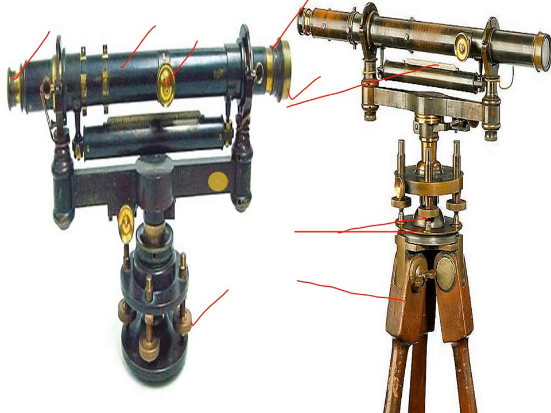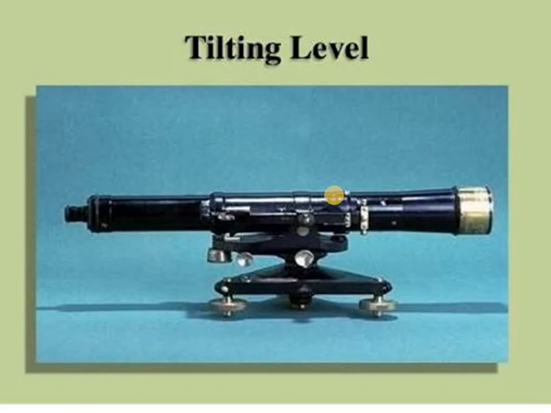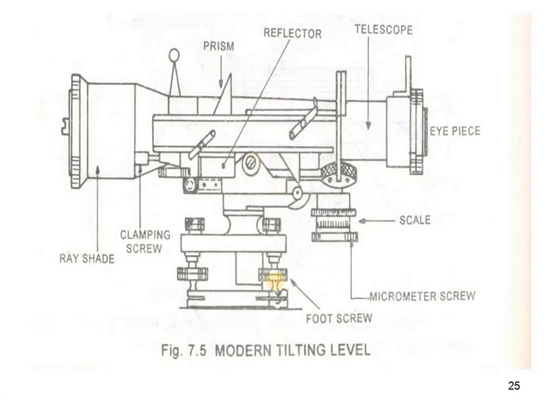And the next one is the modern tilting level. So comparing here, the previous instruments, the Y level and the dumpy level, are all used for measuring ground levels only. And the third one is the modern tilting level. So this is the instrument which is used for levels. You can see it is very short, and the color is also different. So these are the actual component parts.